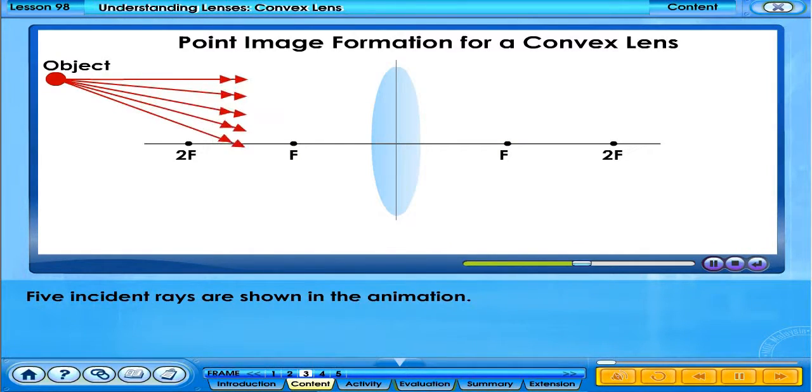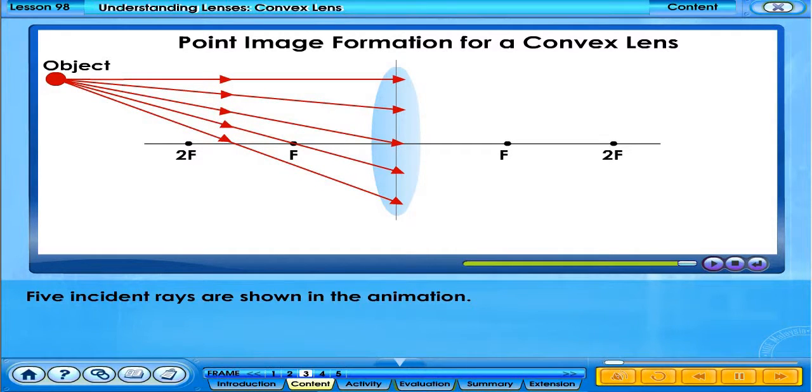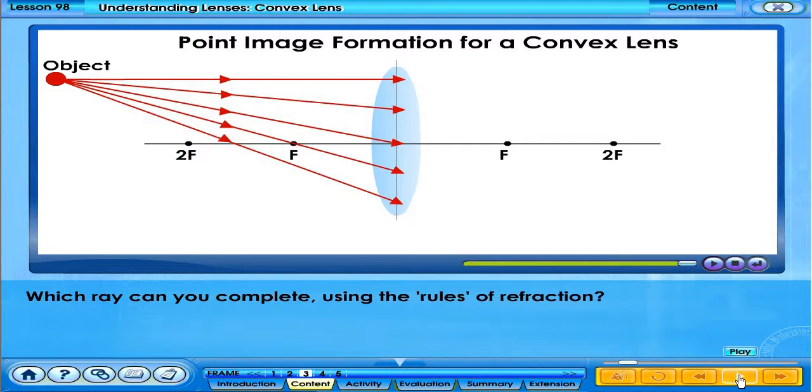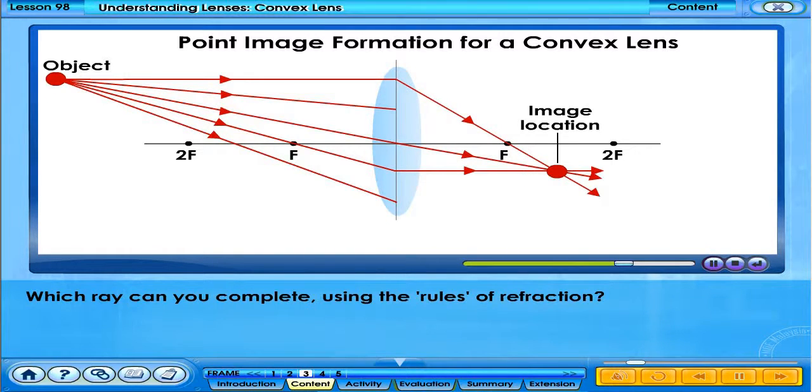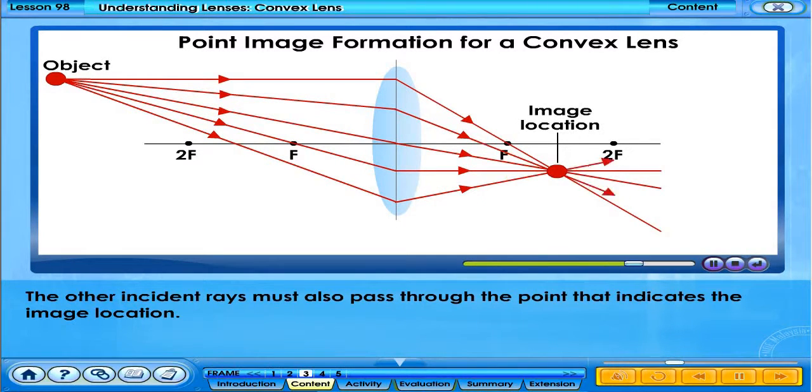5 incident rays are shown in the animation. Which rays can you complete using the rules of refraction? Using the rules of refraction, the 3 incident rays will meet at a point. This point indicates the image location. What about the other incident rays? The other incident rays must also pass through the point that indicates the image location.